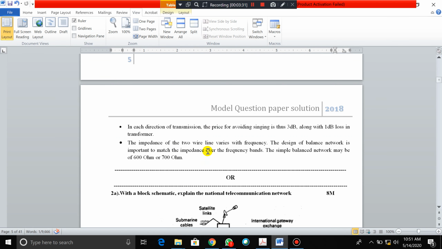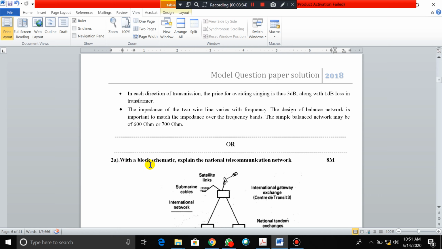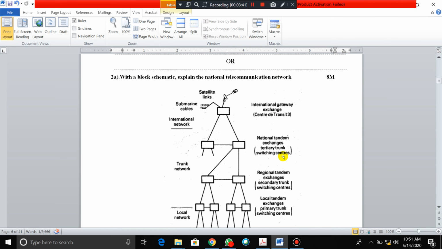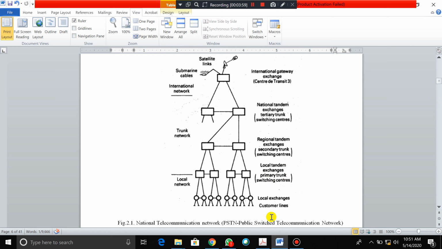Okay. So the next question is: with a block schematic, explain the telecommunication network. It is also one of the quite important ones, because it deals with the national telecommunication network, how the telecommunication network has been connected nationwide. What are the parameters, and how a line is connected from one customer to the international gateway. You can see here step by step: customer line, local exchange.